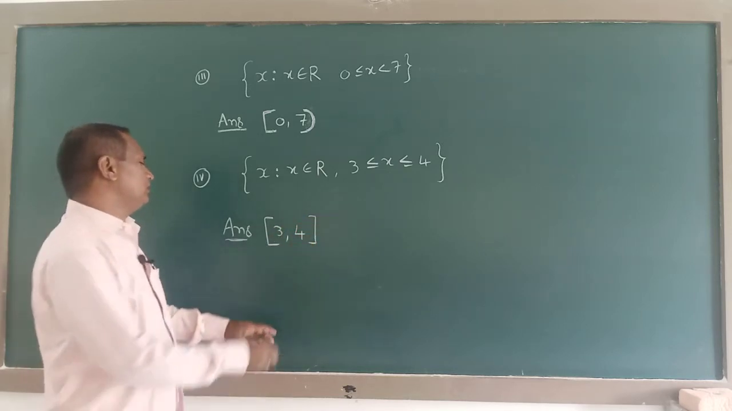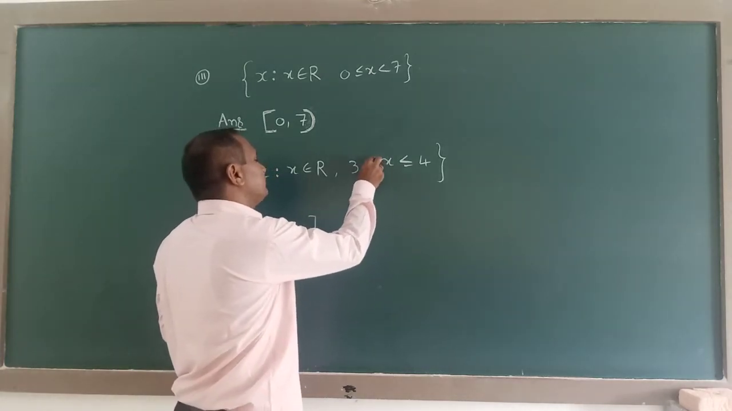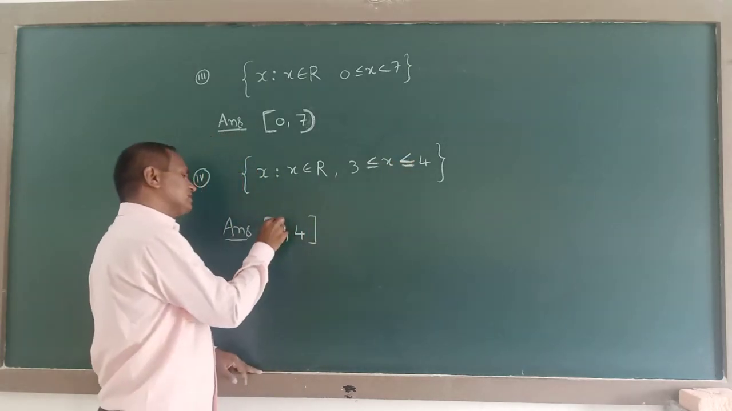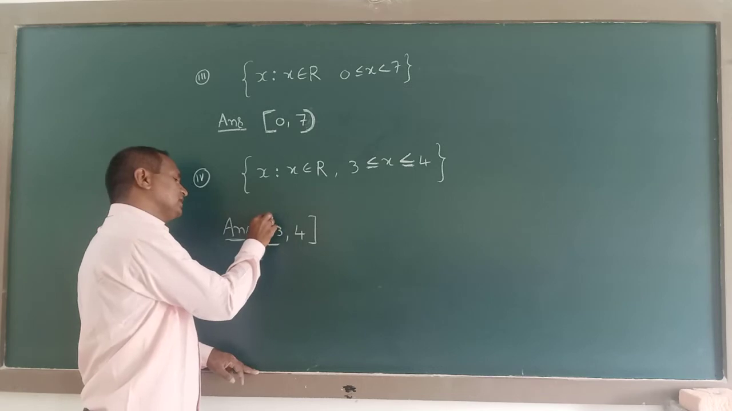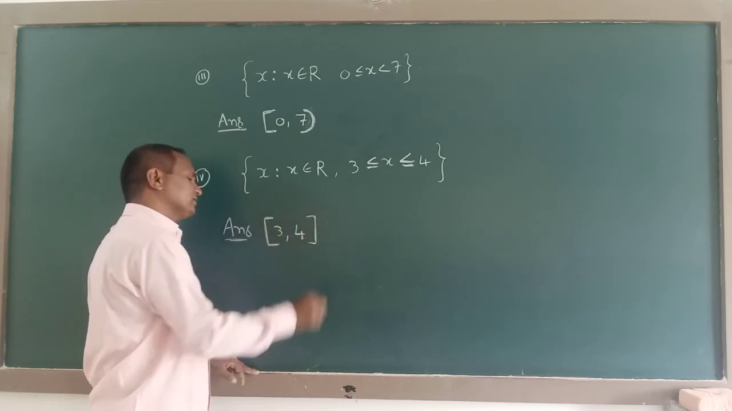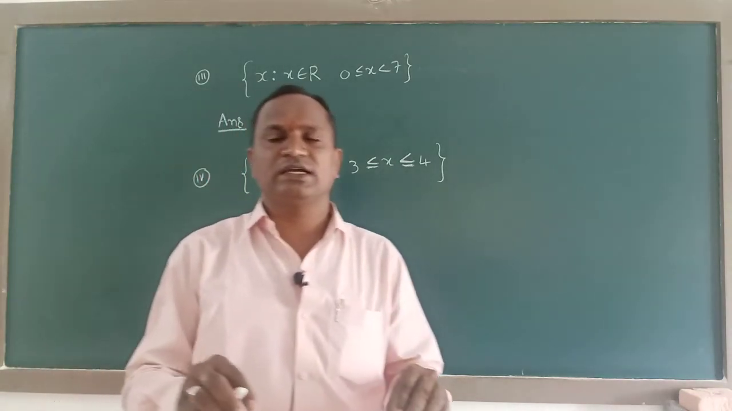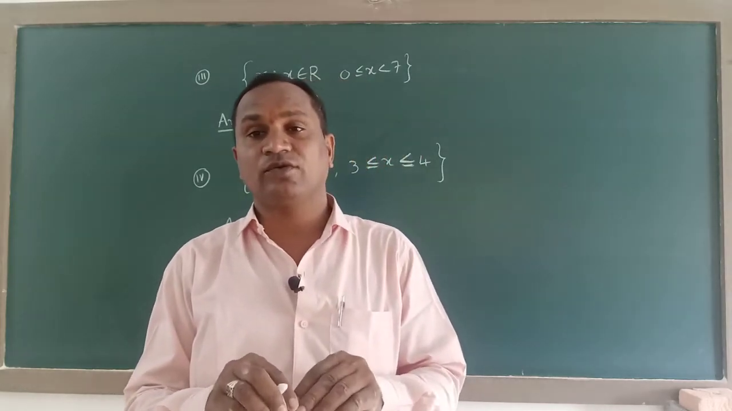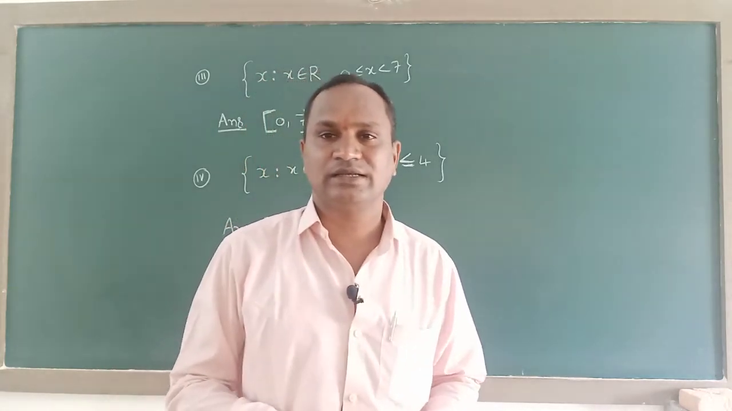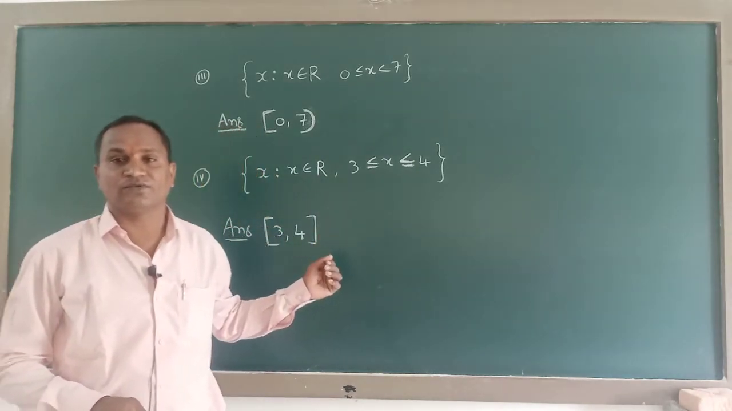On both sides we are taking closed intervals, meaning on both endpoint sides they gave the less than or equal to symbol. That's what we must write. The interval for this question is [3, 4]. Including 3, including 4, and between those, 3 and 4, whatever real numbers are there, we must and should consider them also. Like that we are writing intervals for all these set builder forms.